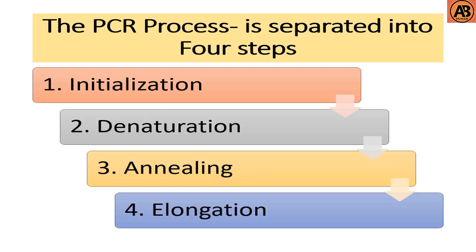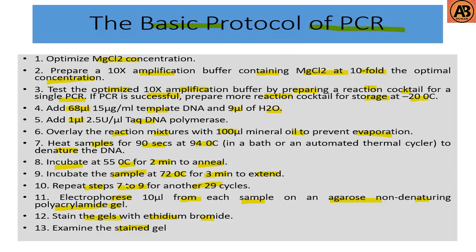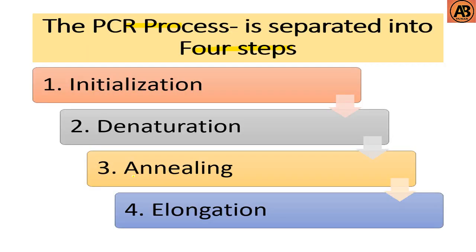Here we can see the PCR process is separated into 4 steps. That means this basic protocol is separated into 4 steps. First one is initialization, second one is denaturation, third one is annealing, and last one is elongation.